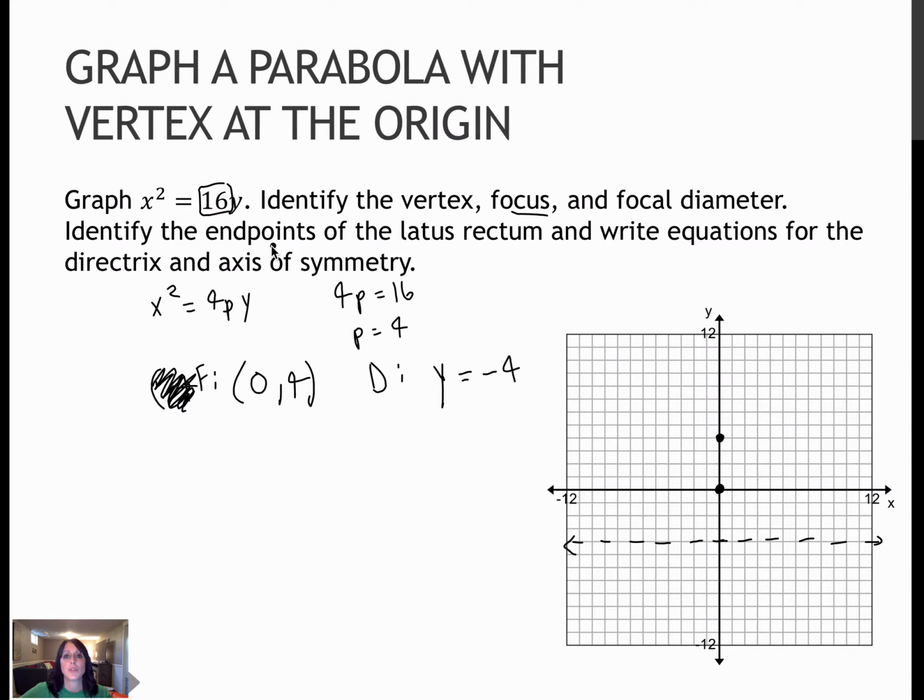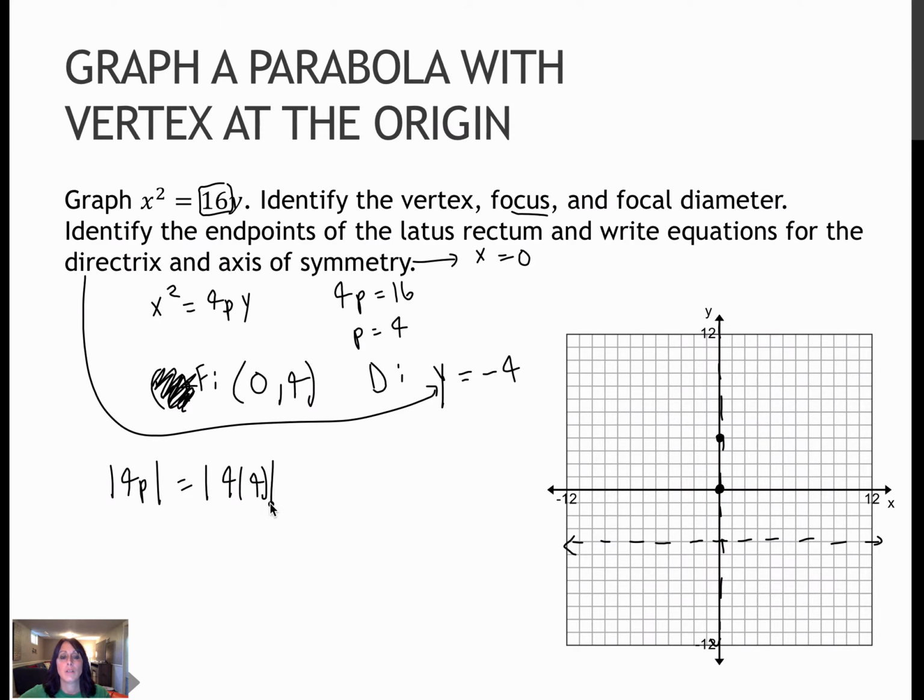The axis of symmetry would of course be the y-axis. That's that dotted line. So the equation for the axis of symmetry would be x equals 0. The directrix was y equals -4. And the only thing we haven't really talked about yet then is the latus rectum. And we said that the latus rectum was 4p, and we know that p was 4, which means it is 16 units.